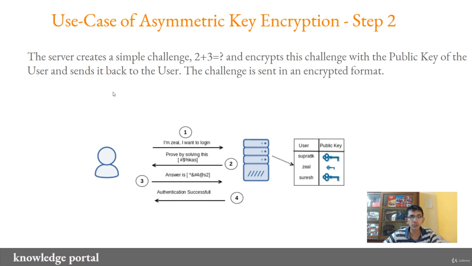So what happens in step 2? The server creates a simple challenge. Let's say 2 plus 3 is equal to question mark. And this simple challenge, it will encrypt with the public key of the user and send it back to the user. Now this is in an encrypted format and it is encrypted by the public key associated with the Zeal user. So only the person who holds the associated private key will be able to decrypt the message. If it is Zeal's public key, then it is assumed that Zeal will hold its private key.